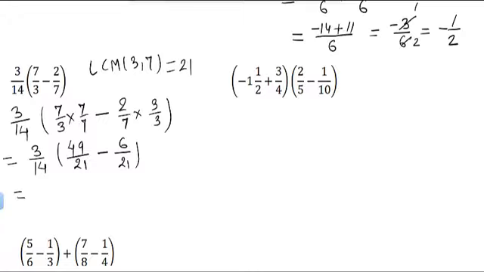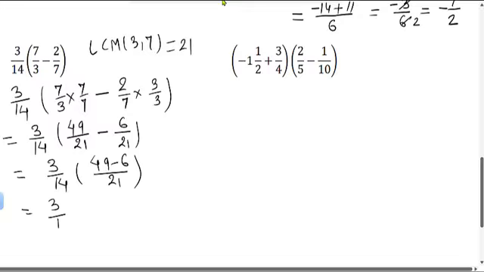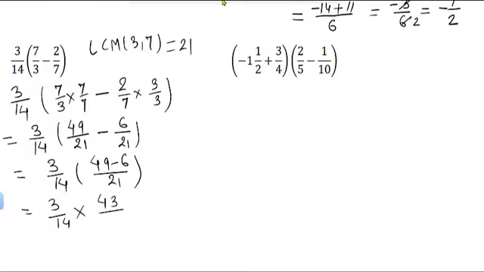So again, the first term as it is. Now here is 49 minus 6 divided by 21. Again, the first term, which is 3 divided by 14, as it is. Now you get 43 divided by 21. So you can cancel out this 3 and 21. 3 times 1, 3 times 7. I will simply write 43. You multiply this 14 by 7, which is 98. So this is the simplest form.